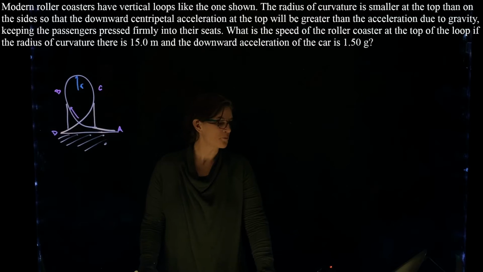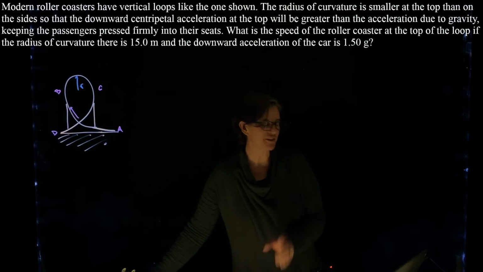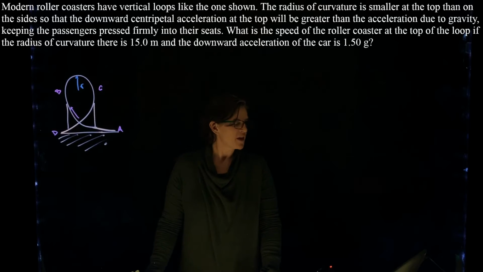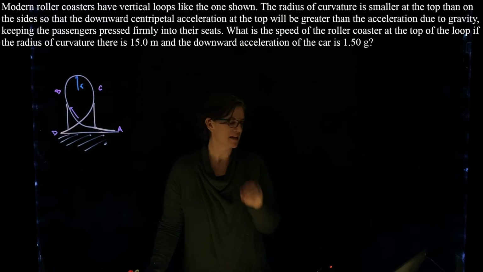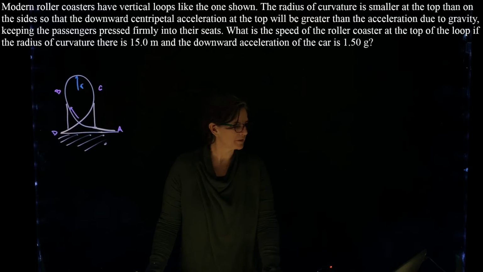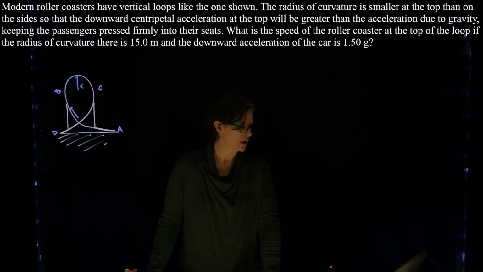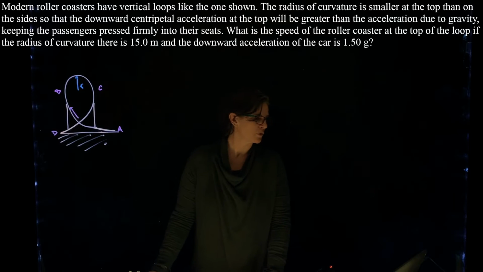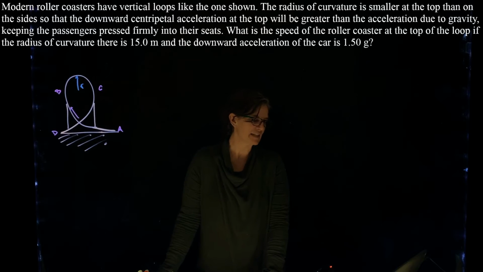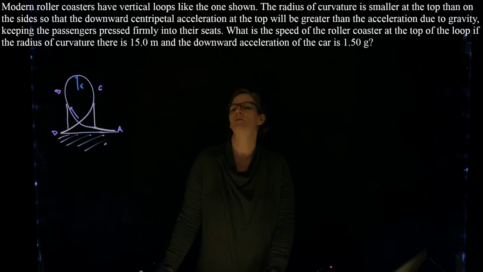All right, so modern roller coasters have vertical loops like the one that's shown. The radius of curvature is smaller at the top than on the sides, so that the downward centripetal acceleration at the top will be greater than the acceleration due to gravity, keeping the passengers pressed firmly into their seats. What is the speed of the roller coaster at the top of the loop if the radius of curvature is 15 meters and the downward acceleration of the cars is 1.5 Gs?